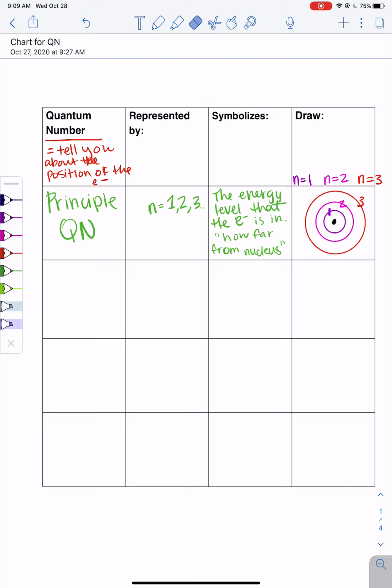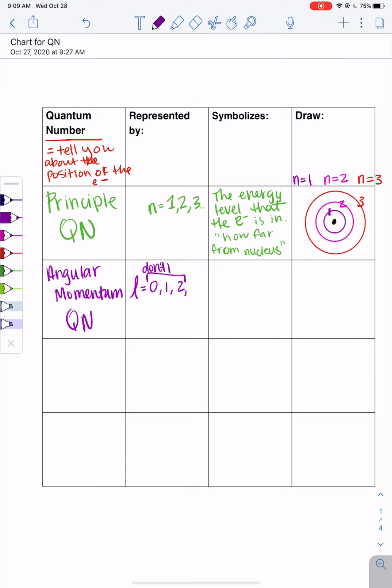Okay, so the next quantum number that we're going to talk about is the angular momentum quantum number. This one is represented by an L. I may have taught you in class or I may not have, there are numbers associated with this, but you don't have to know the numbers.